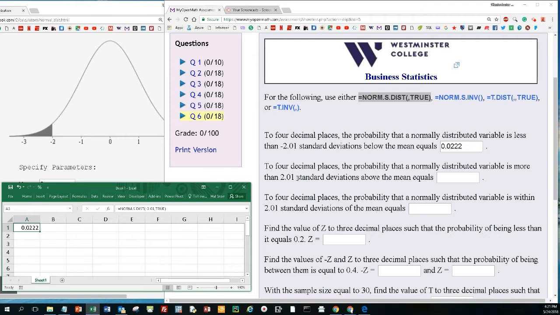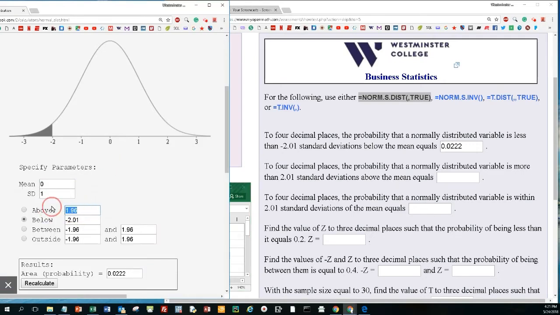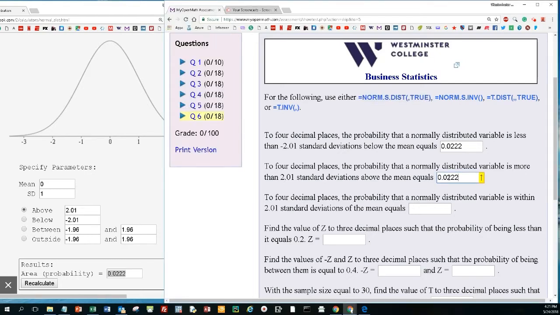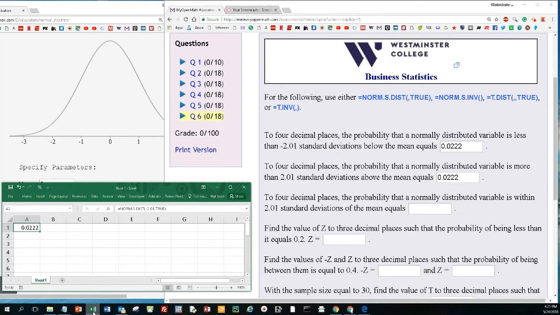Okay, moving on to the next question. Now we want to know the probability of being more than 2.01 standard deviations above the mean. So now I'm going to type 2.01. I'm going to click on above. And notice it flips and the probability is the same. That means this distribution is symmetric. So it has a skew of 0. Okay, then in Excel, how do we get this? Well, if I type norm dist 2.01, I get 0.9778.